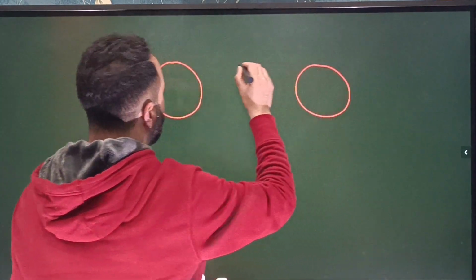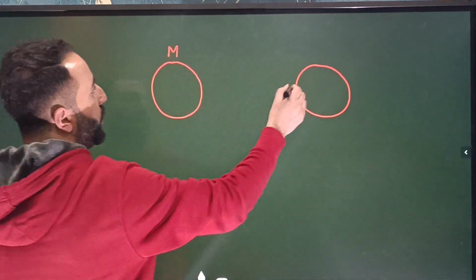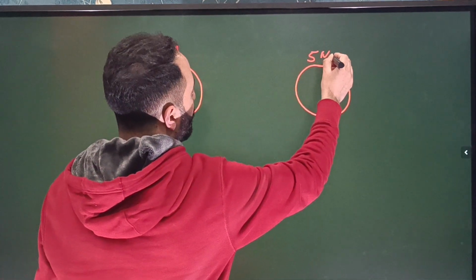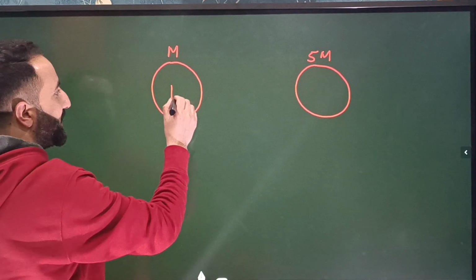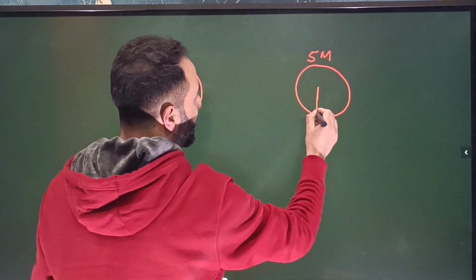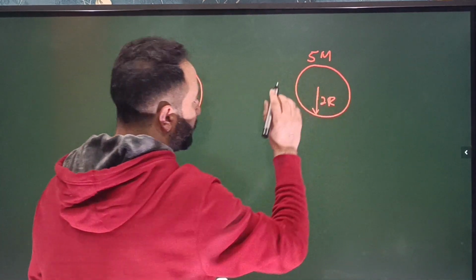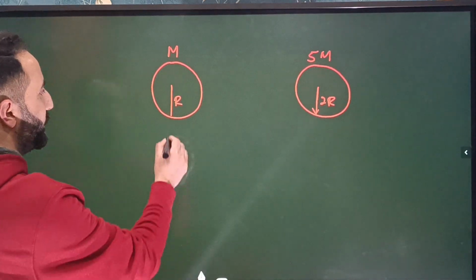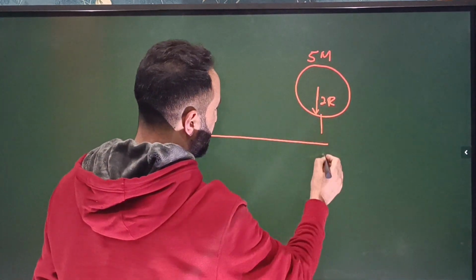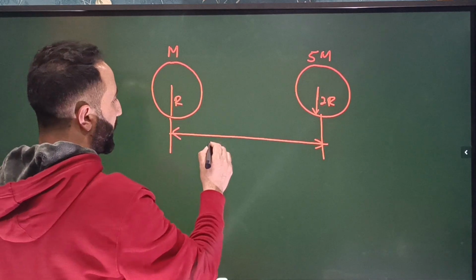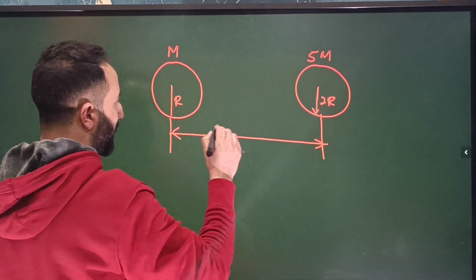ठीक है ना बेटा? इस particle का जो mass है बेटा that's equal to m, और इस particle का जो mass है बेटा that's equal to 5m. इसका जो radius है बेटा that's equal to r, और इसका जो radius है that's equal to twice r. That's what's given to you. This is the data that's given to you, and the separation between them is equal to 12r. What is the separation between them? That's equal to 12r between their centers.